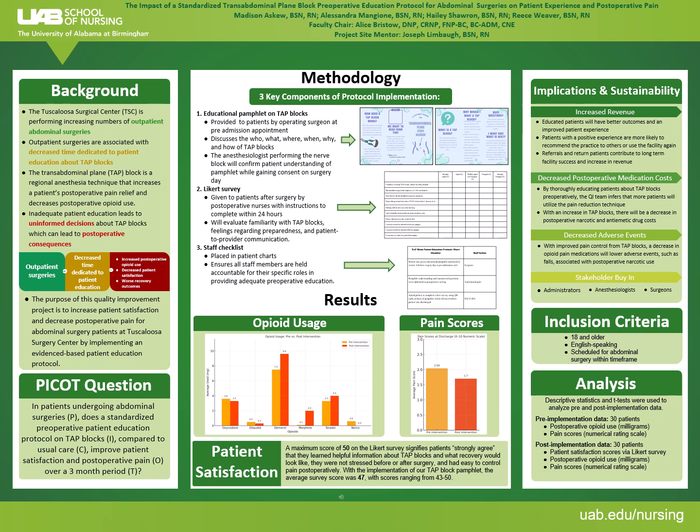To analyze the pre- and post-implementation data, descriptive statistics and t-tests were used. Average opioid usage of oxycodone, Dilaudid, Demerol, Morphine, Toradol, and Norco, and average numeric pain scores on a 0 to 10 scale were analyzed pre- and post-implementation. Post-implementation, the usage of oxycodone, Dilaudid, and Norco and numeric pain scores decreased, with an average pain score of 1.7 out of 10.